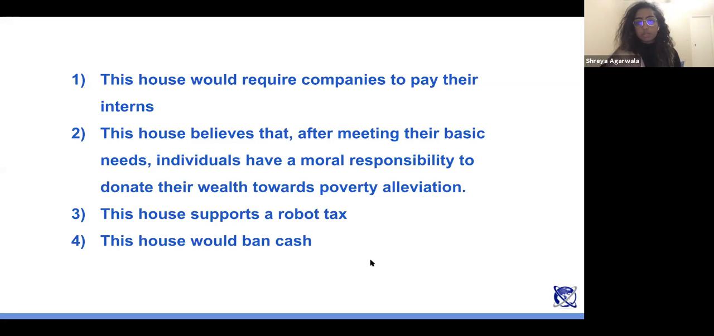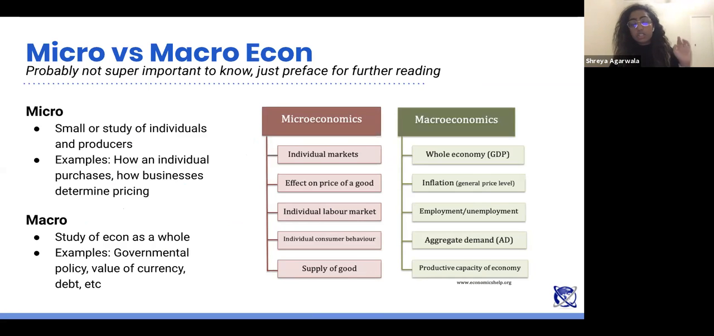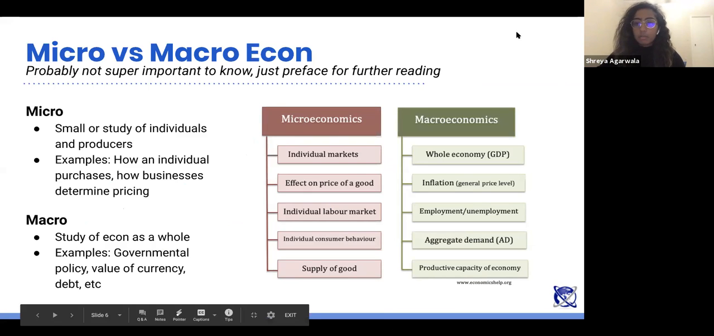Now we're going to go more specifically into topics. Micro versus macro econ is what we're going to start with. This is probably, as you can see, not super important to know, just more of a preface than anything else for further reading if you're interested in going more in depth into economics in the future.